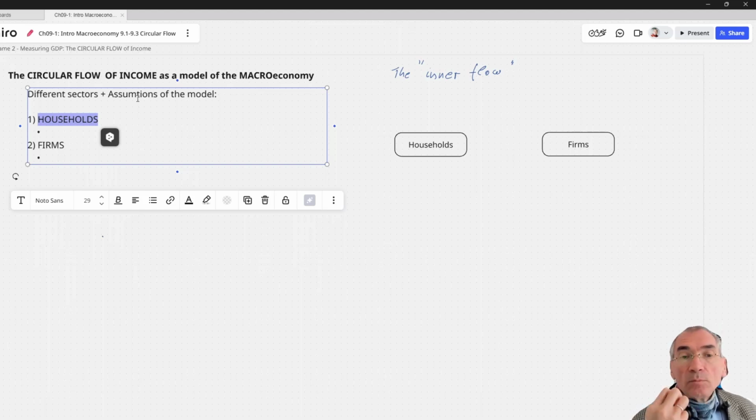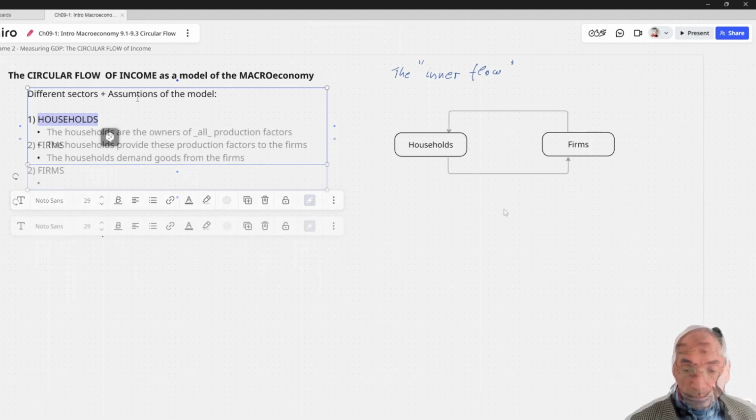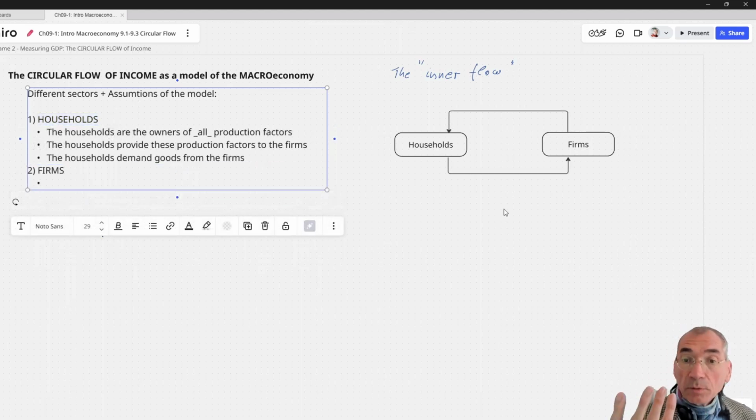So our labor, obviously, when we work in a company, we offer our labor to the company, but also all the land, all the capital belongs to us. So we supply this to firms, and that's the only way that production can even start. On the other hand, we are the ones that demand goods and services, that demand the goods that have been produced or that are produced by the firms. The firms play the counterpart, do the other thing.